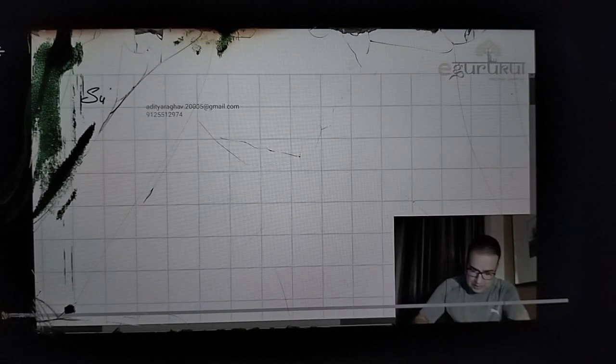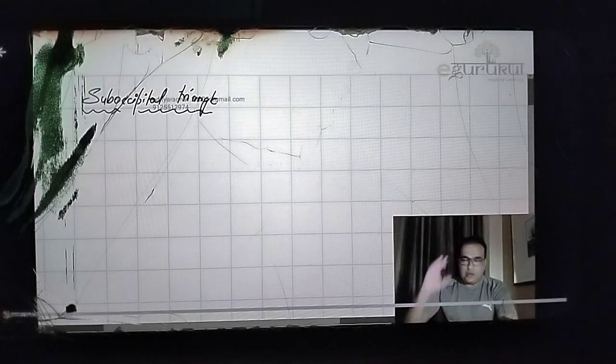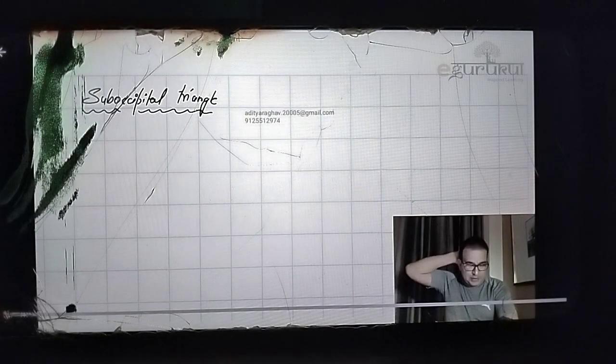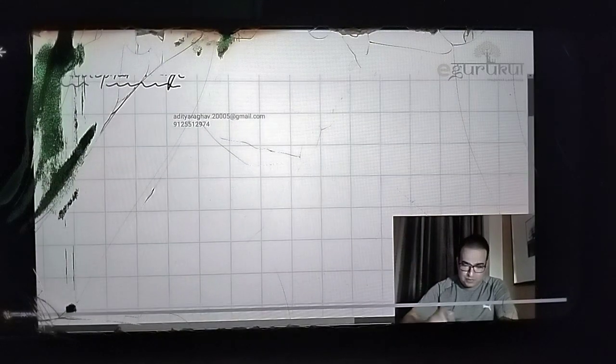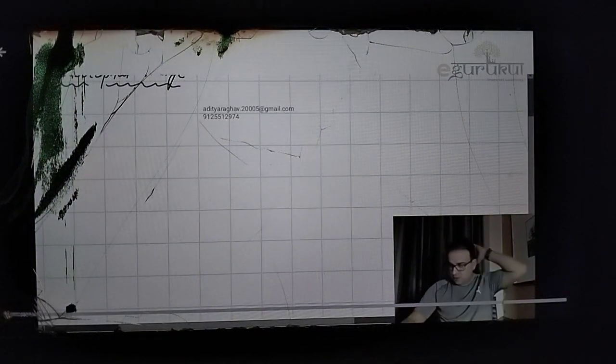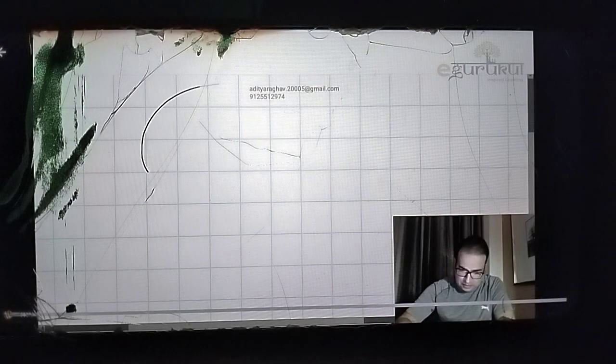Discussing here is the suboccipital triangle. It's a triangle present at the back, so the name is suboccipital triangle. To understand this triangle well, I need to draw a diagram in which you are viewing the base of the skull from the posterior aspect, and you're looking at the first and second cervical vertebrae also. Imagine you're looking at the norma occipitalis, seeing it from the posterior side. So there we go, this is the posterior view.